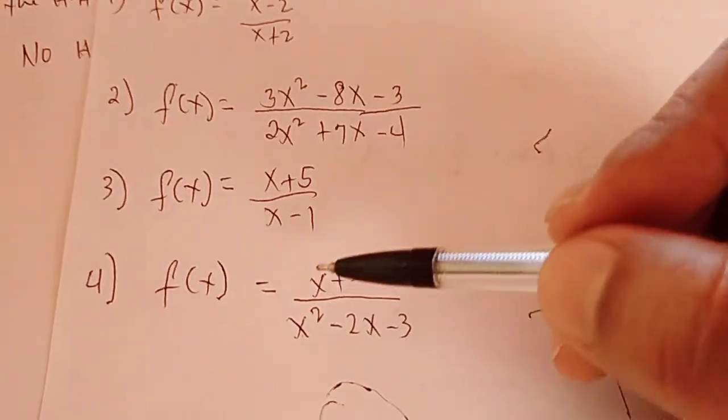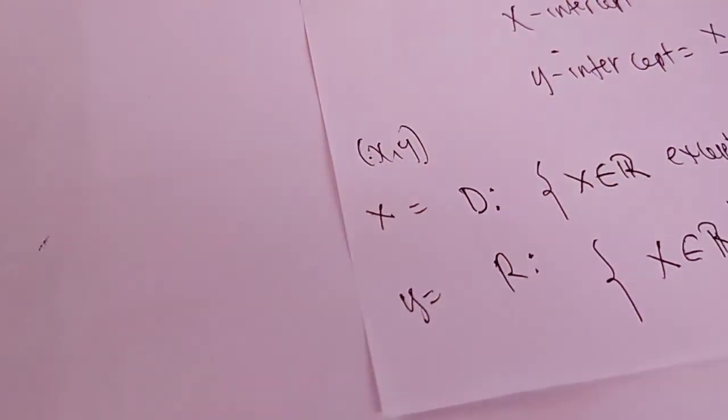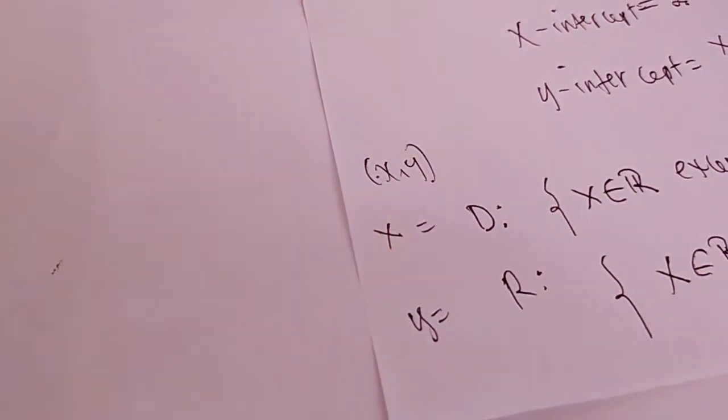Number 4. Take a screenshot. Okay, so that is finding the intercepts, the asymptotes, and the domain and range of rational functions. We go now to exponential functions.